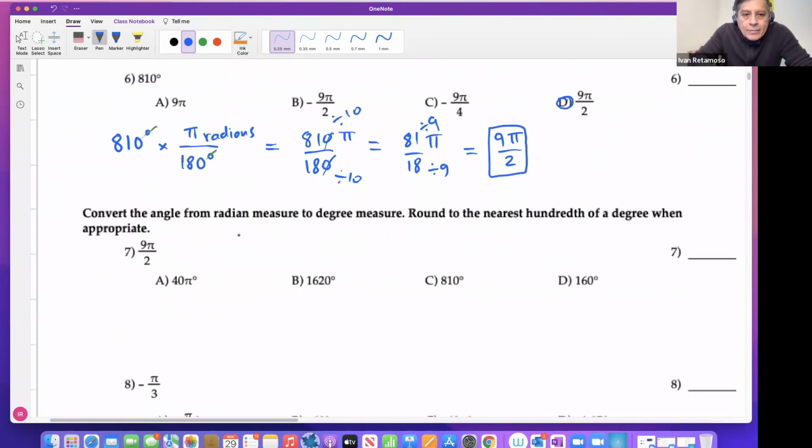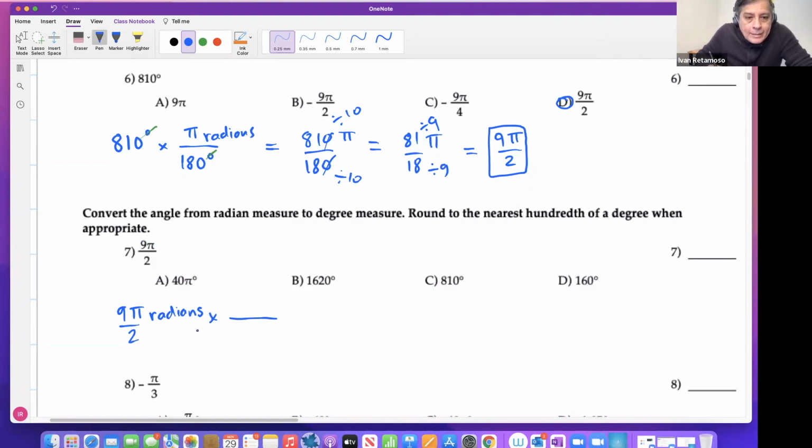Convert the angle from radian measure to degree measure. The opposite, right? Round to the nearest hundredth of a degree when appropriate. All right, so here we have 9 pi over 2 radians. You may say, Professor, how do you know this is in radians? Well, because there is a mathematical agreement. When the units are not shown, it means that it's in radians, implicitly, right? Understood that it's in radians, so radians.